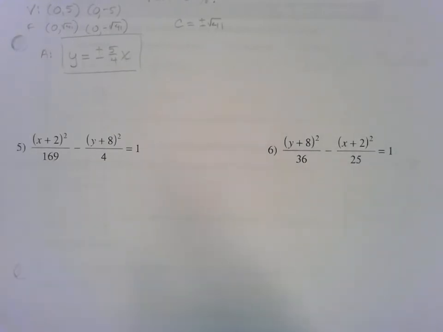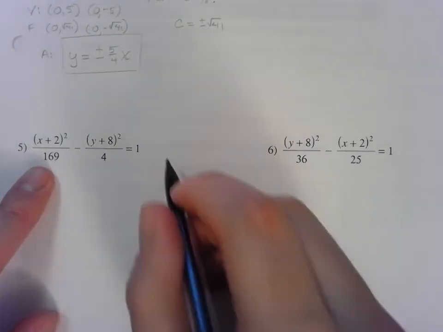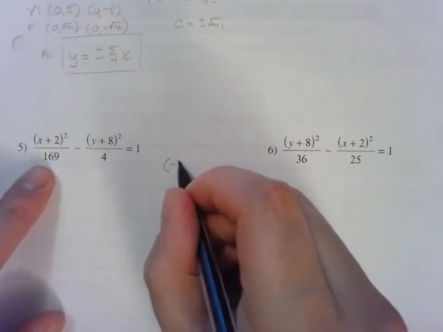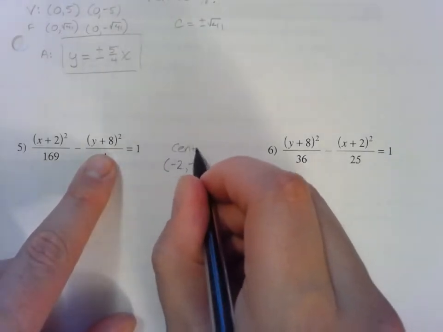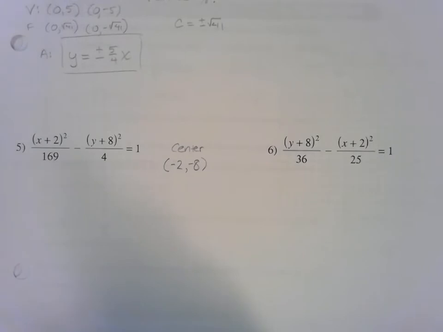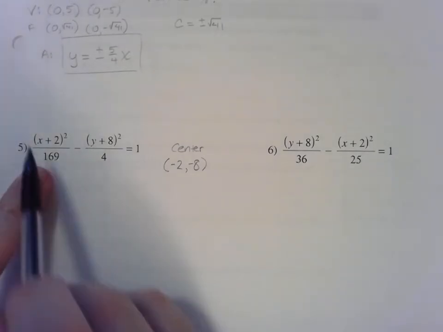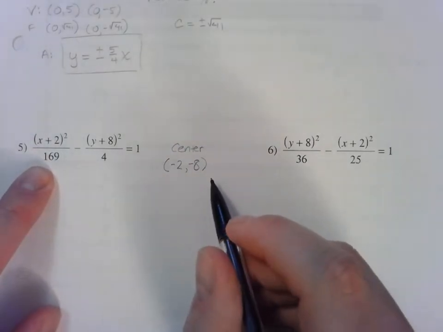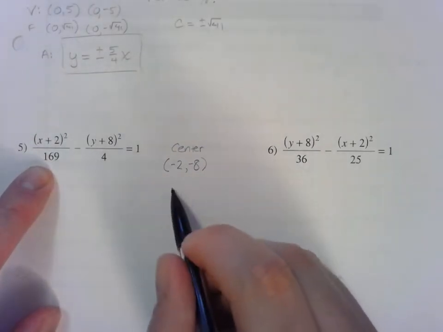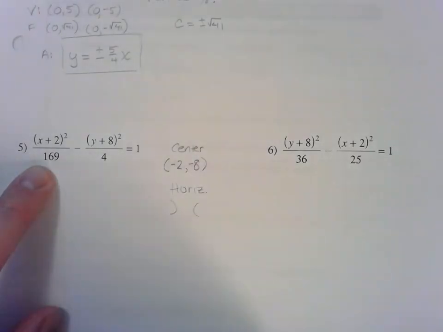With question 5, our hyperbola is written in a different formula, but I am 100% confident that you know that the center of this hyperbola will be at -2, -8. What's the direction it opens up? Because the x is the first term that's positive, that positive squared term, we know that this is another horizontal transverse axis. It's going to open left and right.